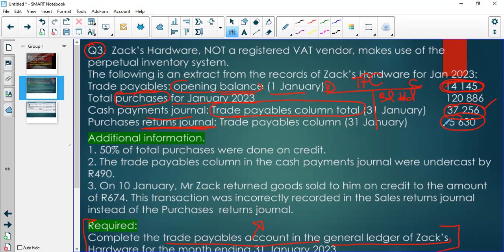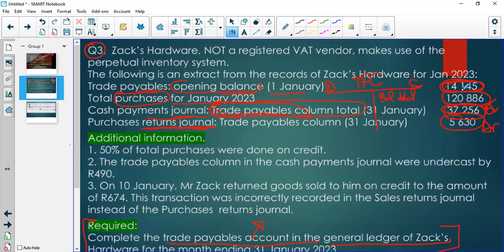If we buy something from a supplier and we return it to say that's not the size that we want, we no longer owe that. We have to cancel that. So what we owe decreases. So it's going to be on the debit side of the trade payables. So this is the cash payments. The payments that were made to suppliers is 37. So it's going to be on the debit.